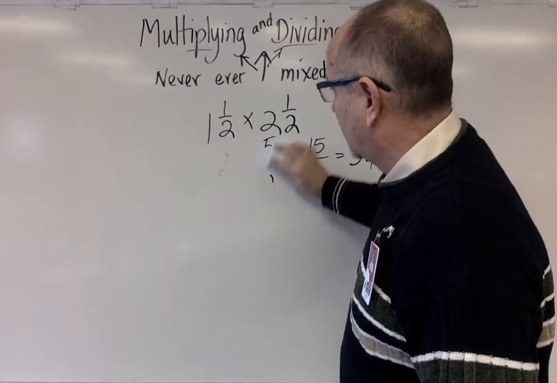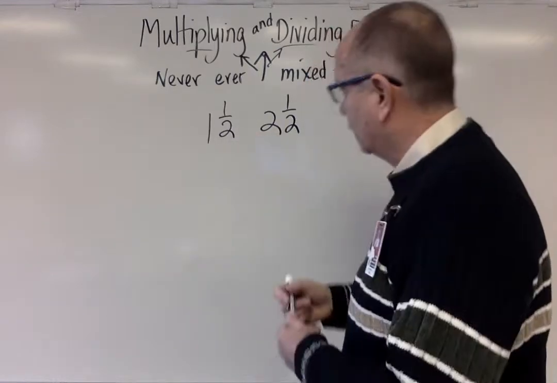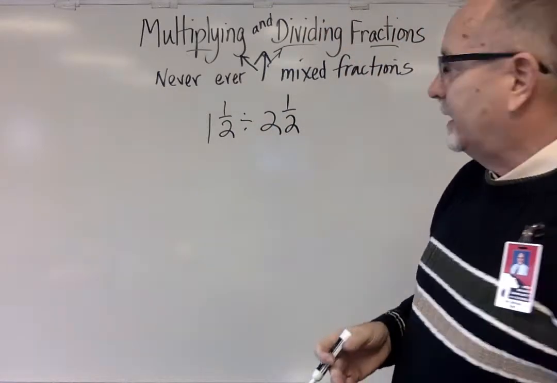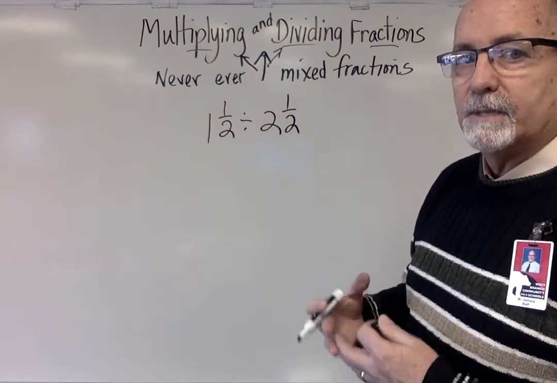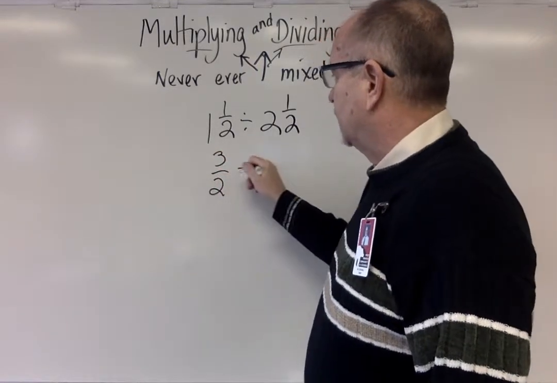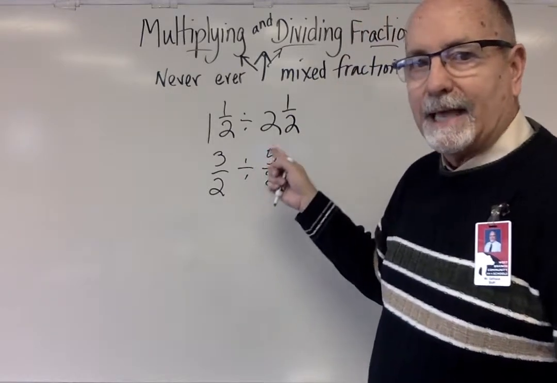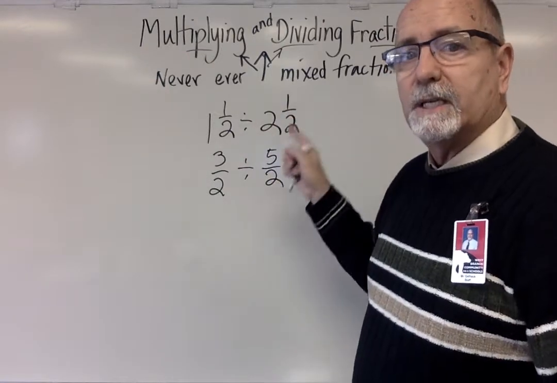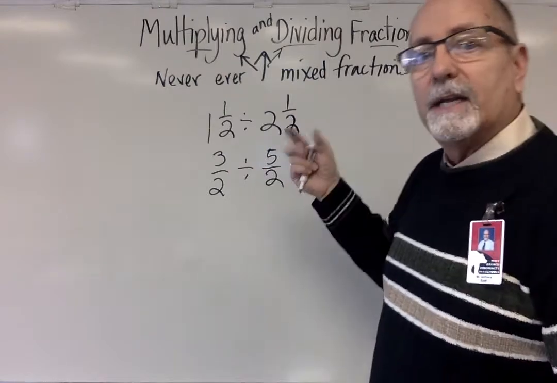Now, if we divide, we're just going to change this sign. Let's divide those two fractions. Again, I cannot say 1 divided by 2 and then 1/2 divided by 1/2. I have to convert them into improper fractions. So again, we had 3/2 divided by 5/2. It's very important I copy that down as improper fractions from the mixed fractions, because I don't want to combine these 3 steps of copy, switch, flip, and then get confused.